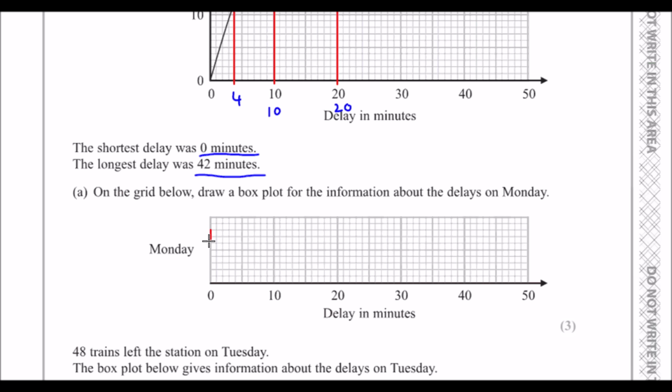So we've got 0 minutes, 4 minutes, 10 minutes, 20 minutes, and 42 minutes. And we join the middle 3 up with a box and join 2 whiskers, 2 lines out to the lowest and highest values. And that is our box plot.